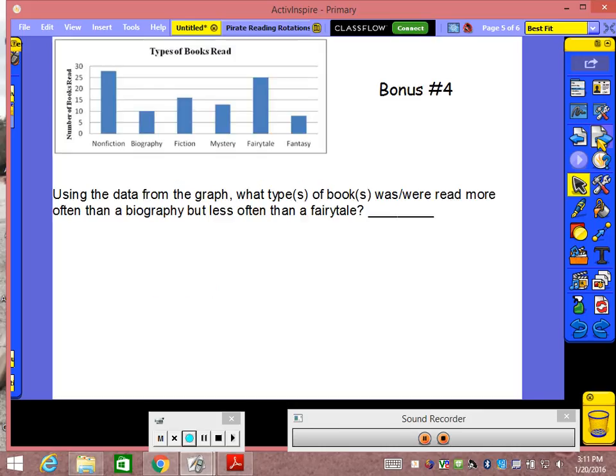And then the last problem, I want you to pay attention to the intervals on the side, 0, 5, 10, 15, 20, 25, 30. And I want you to analyze the chart before you ever answer any questions. Using the data from the graph, what type or types of books were read more often than a biography, but less often than a fairy tale? A lot of times you have to read a problem several times to truly process what it's asking you to do, and then really reflect on what the bar graph is about to truly be able to answer that question. Take your time, and you're going to also need to work it out.